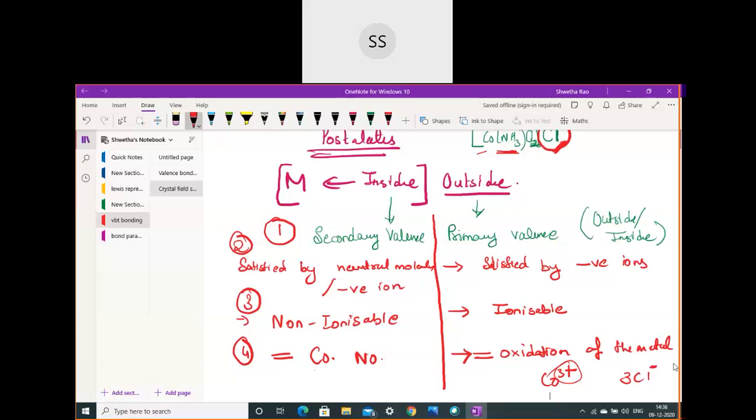Don't look at the number of ions which are present outside, and try to tell what the primary valences are. You can calculate the primary valences the way you calculate the oxidation state of the metal, because you know that chloride ion carries -1 charge and ammonia carries 0 charge. So whatever charge that metal carries, that is the primary valences, that is the oxidation state.